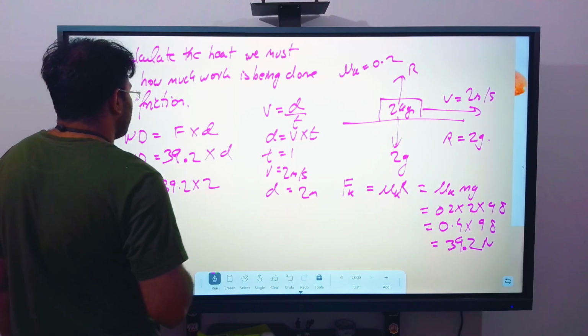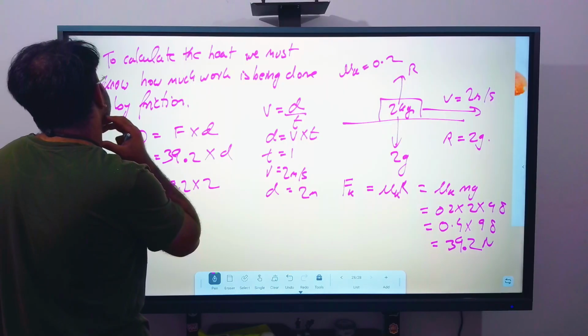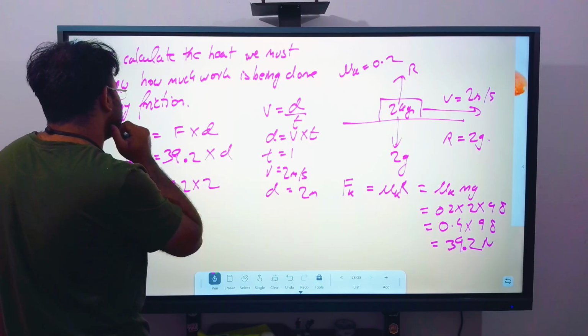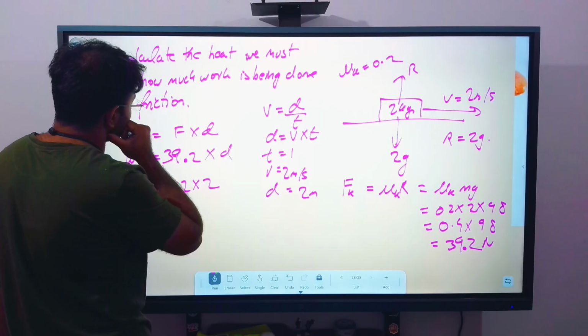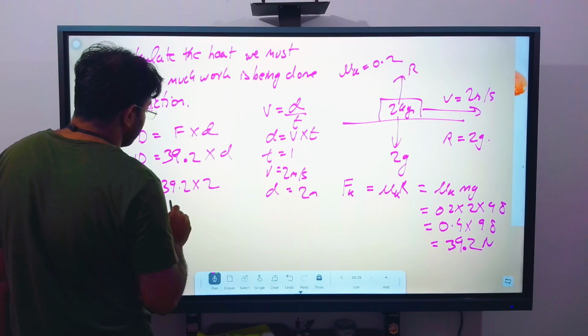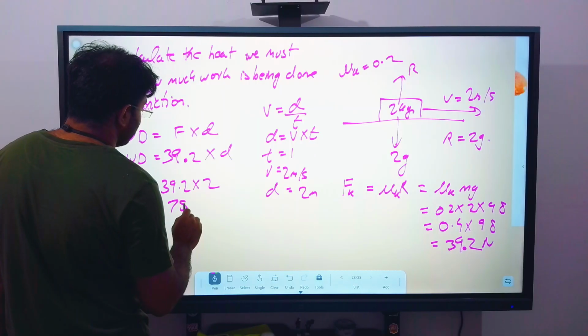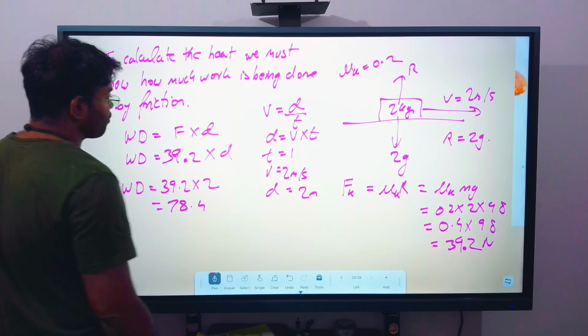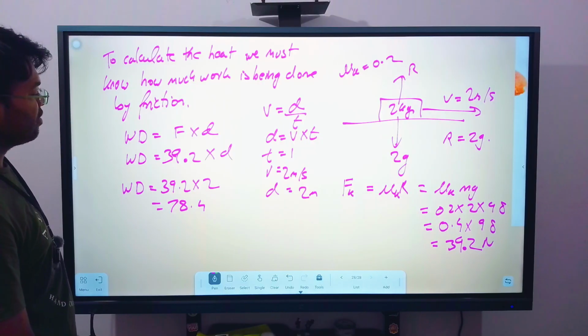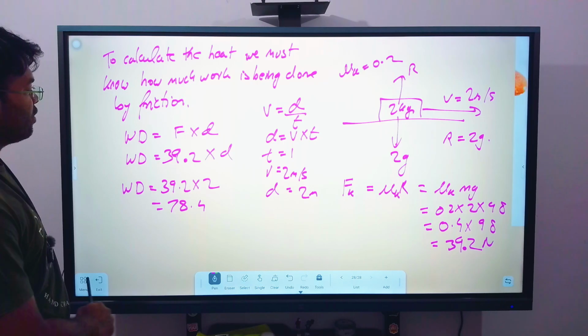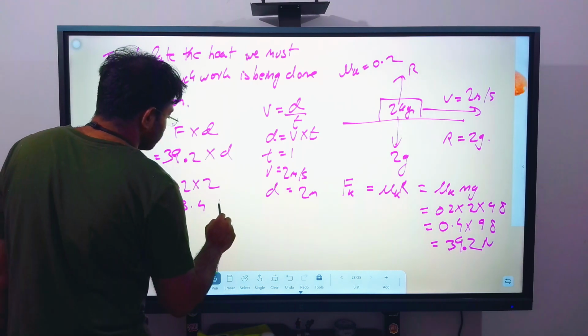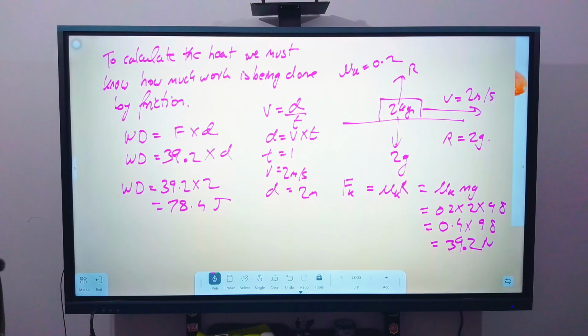So, 78.4. Is this correct? Yeah, 78.4 joules. Is there any doubt till here? This is the work done by friction. Any doubts? This is not the complete answer.